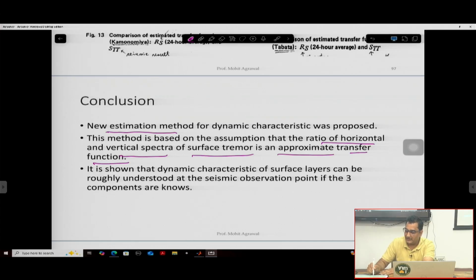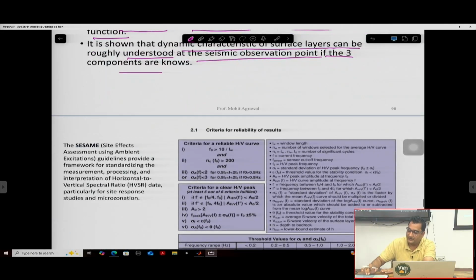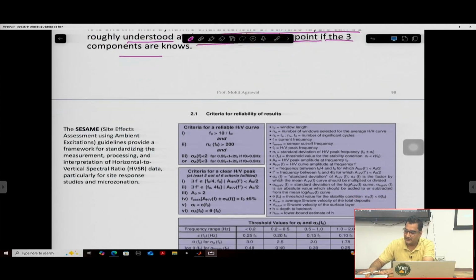It is shown that the dynamic characteristic of the surface layers can be roughly understood at the seismic observation point if the three components we know. So you need a 3-component seismometer in order to have your HVSR amplitude. So this is the criteria.